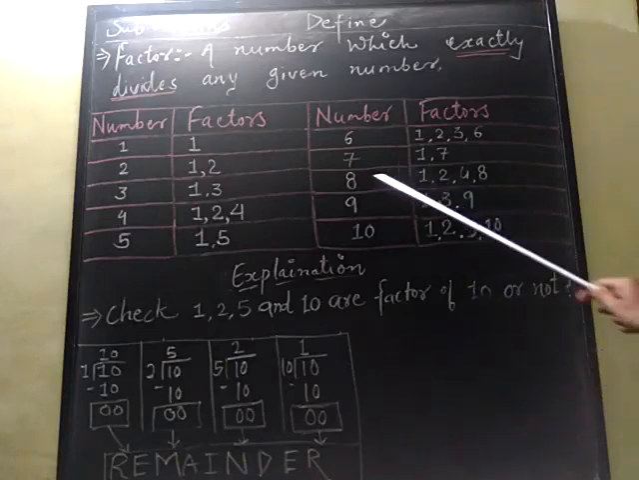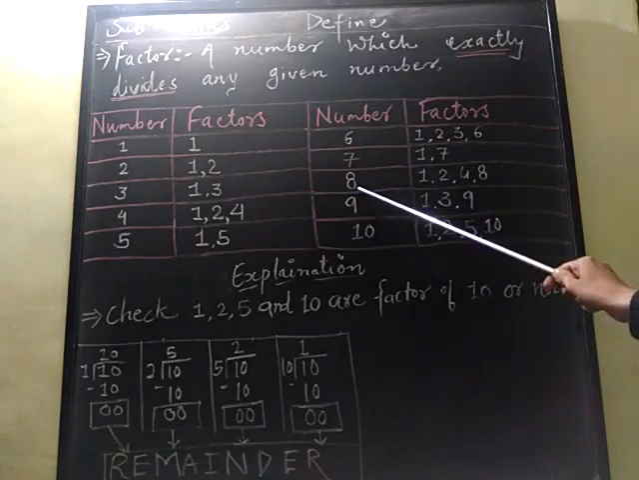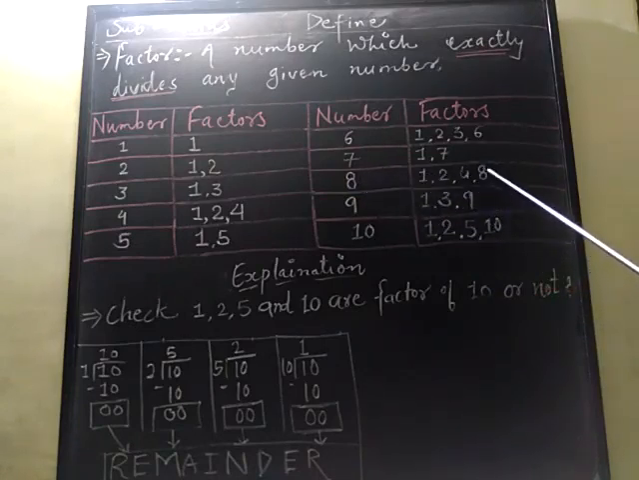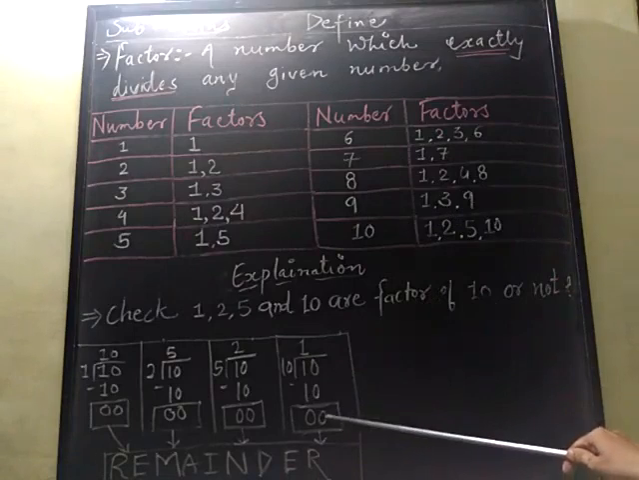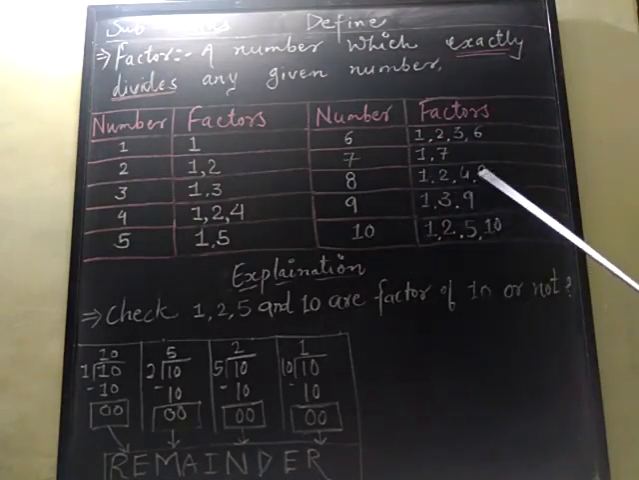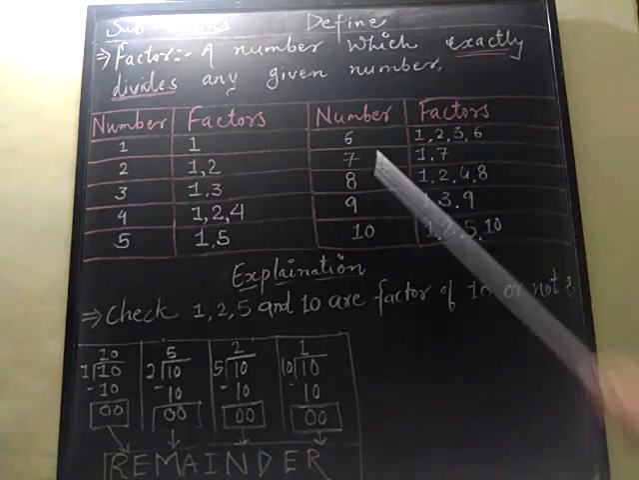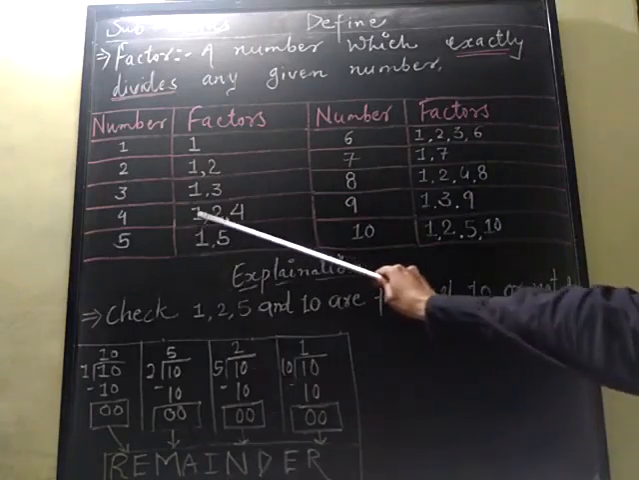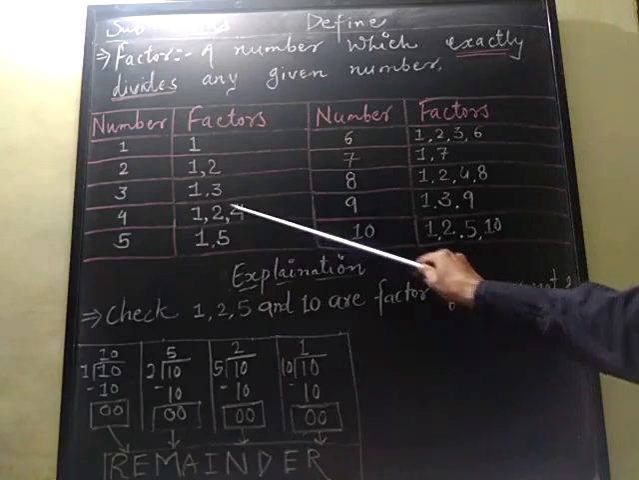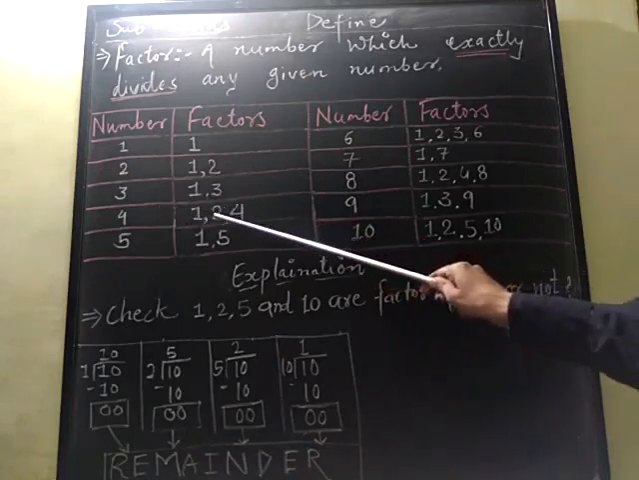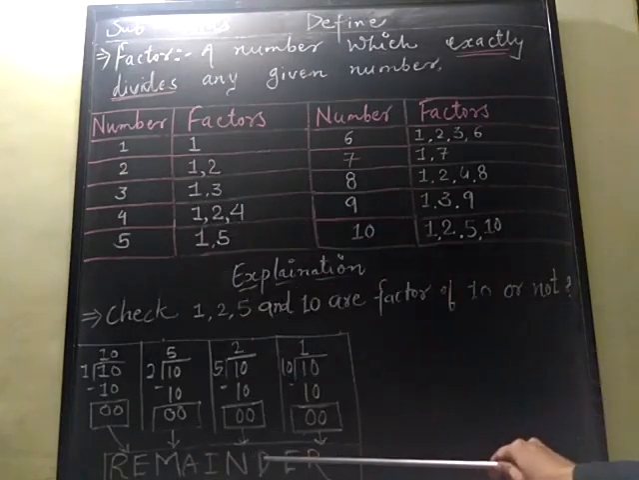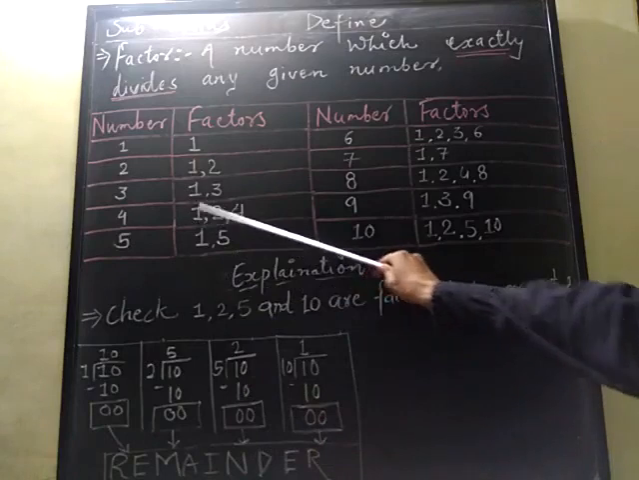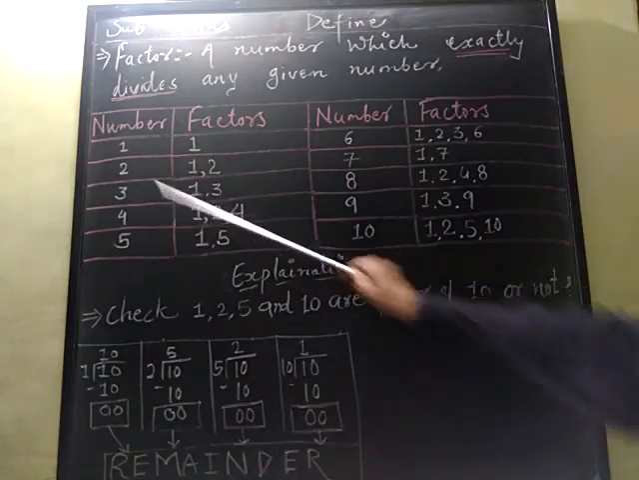In the same way, 8 also has the factors 1, 2, 4 and 8. It means when you divide 8 by these numbers, you get remainder 0. So we call these numbers the factors of 8. In the same way, 1, 2 and 4 are factors of 4. Why? Because when we divide 4 by these numbers, we get remainder 0. So we call 1, 2 and 4 the factors of 4.